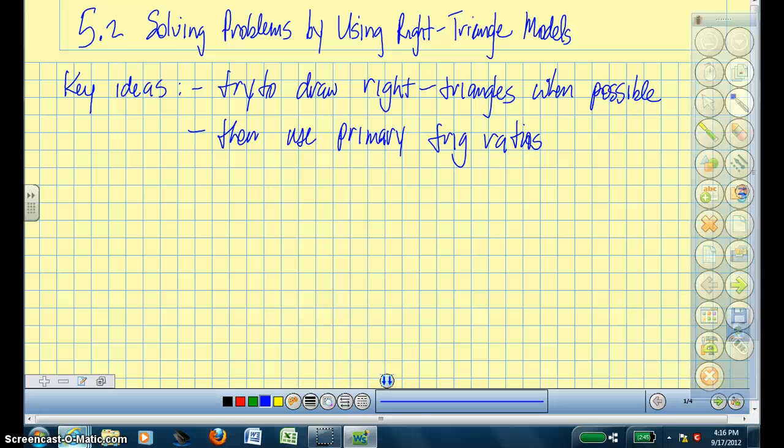Today we're going to be talking about section 5.2, solving problems by using right triangle models. There's a few ideas I want to get across with this lesson. When you encounter trig problems, the best thing to do is try and draw in right triangles when possible. And then once you have a right triangle, you can then use any of the primary trig ratios that's applicable to the question. And you'll see what I mean as we go through these notes.